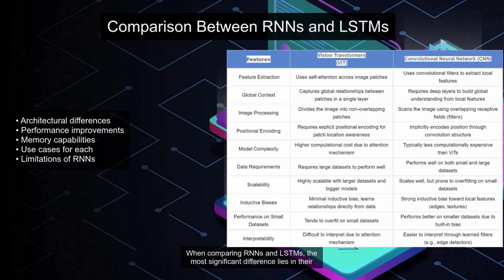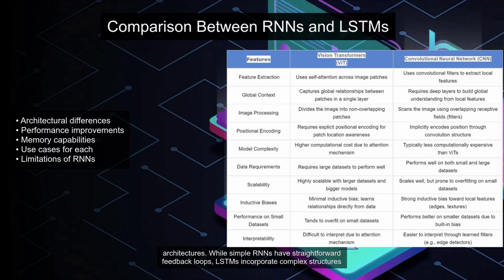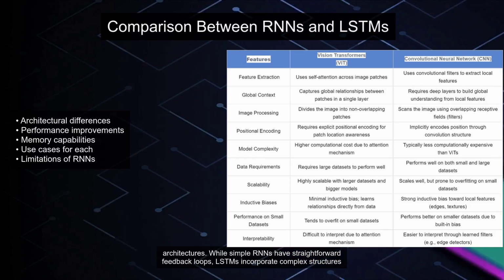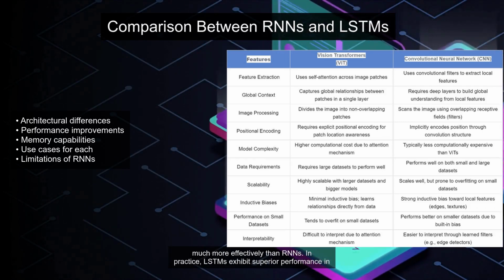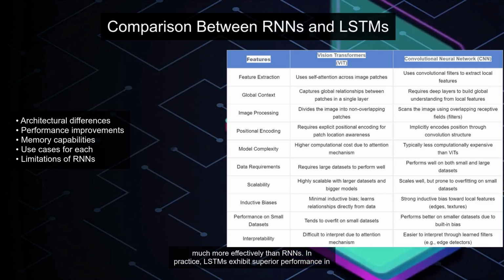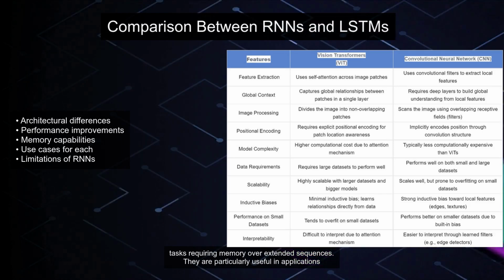When comparing RNNs and LSTMs, the most significant difference lies in their architectures. While simple RNNs have straightforward feedback loops, LSTMs incorporate complex structures with multiple gates. This architectural advancement allows LSTMs to manage long-term dependencies much more effectively than RNNs. In practice, LSTMs exhibit superior performance in tasks requiring memory over extended sequences.